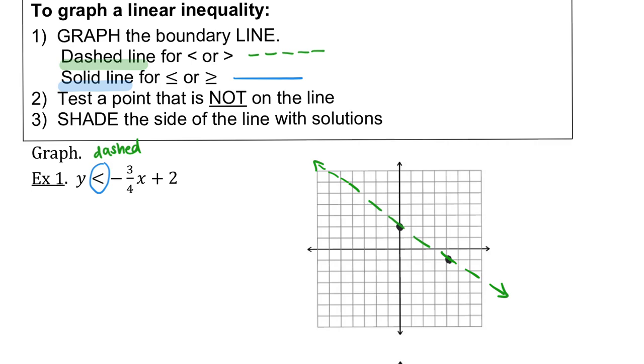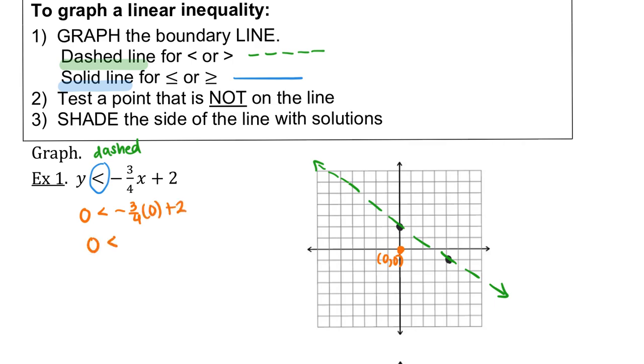Now there should be a side shaded. It will either be up here or it will be down here. So I'm going to pick a point to check and then decide which one to shade. Now, because 0, 0 is available, I'm going to plug in 0, 0. And again, the only reason I use 0, 0 is because it's easy to plug in and I'm lazy. Okay, x is 0. Negative 3/4 times 0 is 0.